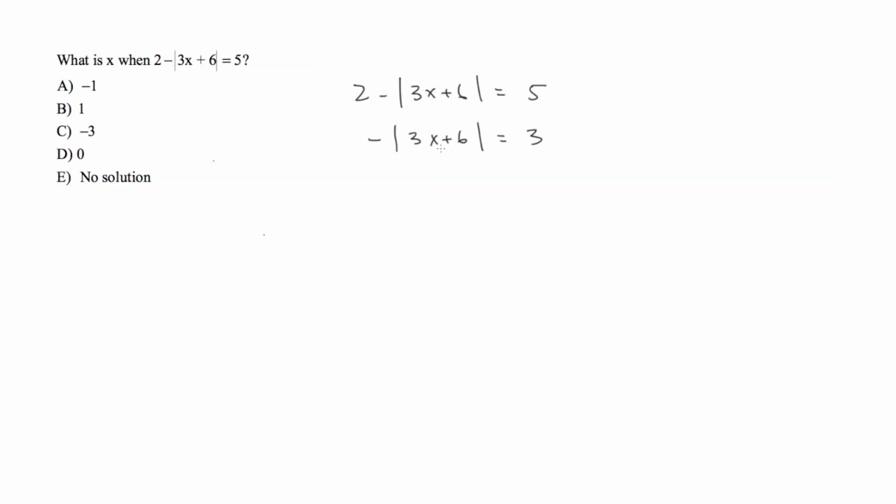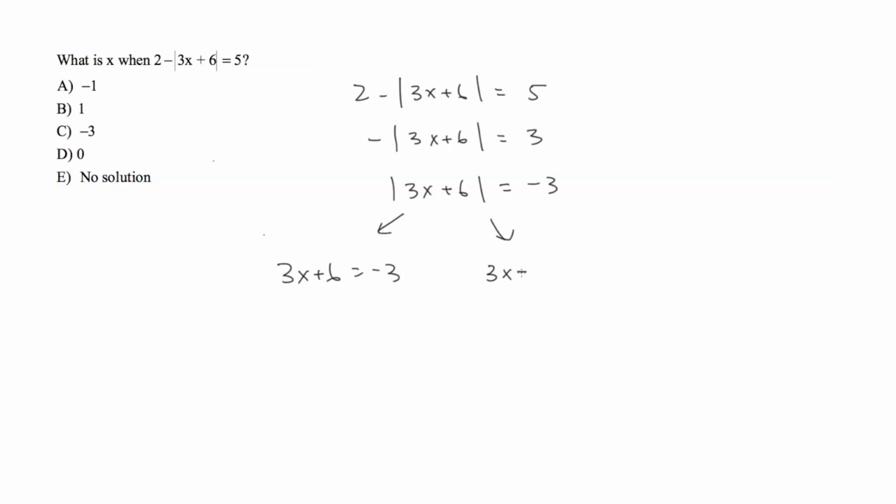And let's divide both sides, or multiply both sides, by negative 1. So we get the absolute value of 3x plus 6 is equal to negative 3. Now for absolute value, you always come up with two equations. Hopefully you remember this from your algebra class. We have the original 3x plus 6 is equal to negative 3, just the original equation as it is when we drop the absolute values.